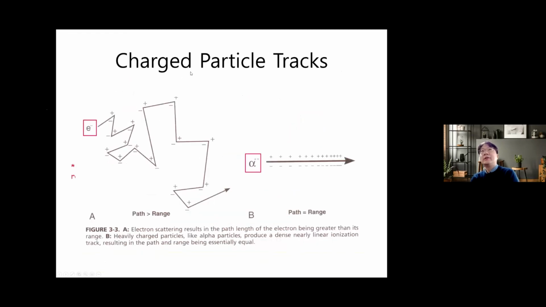Yeah, this slide shows the charged particle tracks. The alpha and beta rays have different patterns of particle tracks, because the alpha is very strong. The path and the range length are the same, but the electron has a longer path. The sum of all of these lines is longer than the range of this electron. The range is the distance from here to here. So actually they have different patterns.